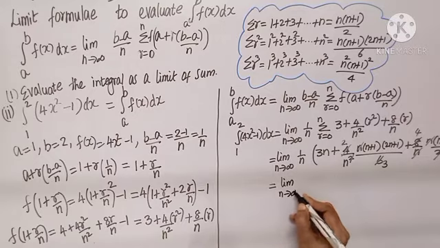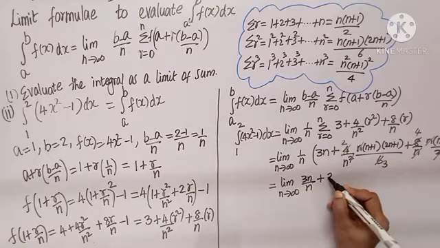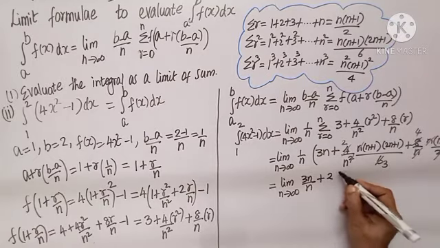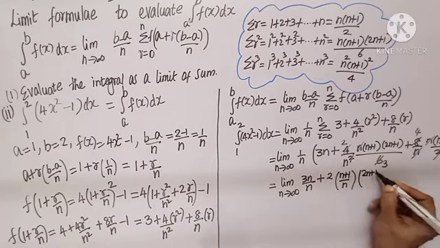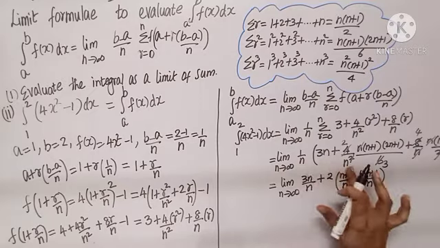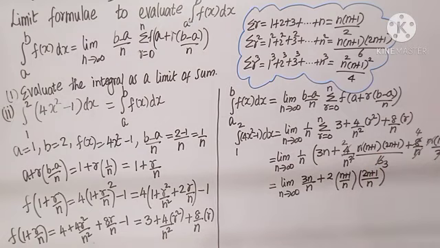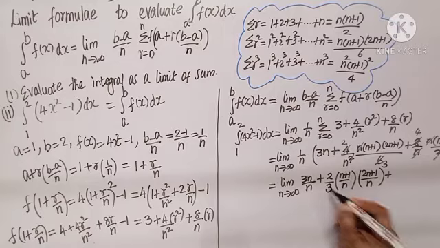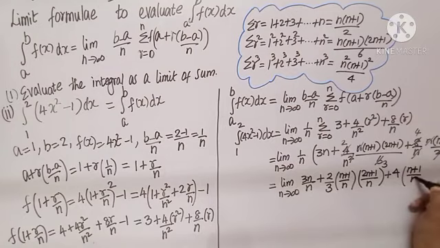Limit n tends to infinity, 3n by n plus 2 by 3 into, here there is a bracket n plus 1 by n, and here there is a bracket 2n plus 1 by n. When I take this n in, there are 2 n's and 2 brackets here. Put 1 n for each bracket. Plus, there is by 3. Remember to write it here. 4 is left out, into n plus 1. Here I have n, so I will write n plus 1 by n.